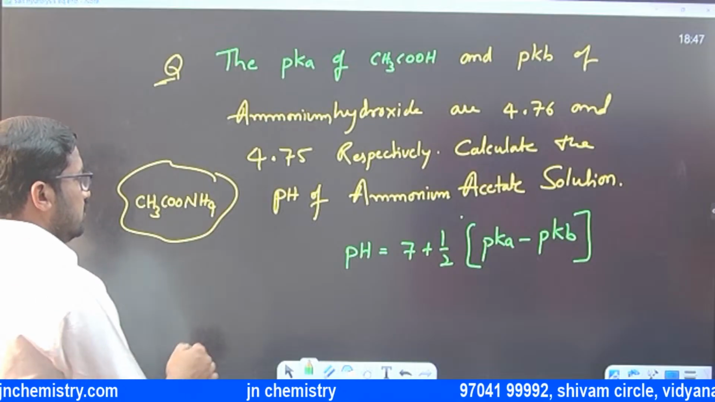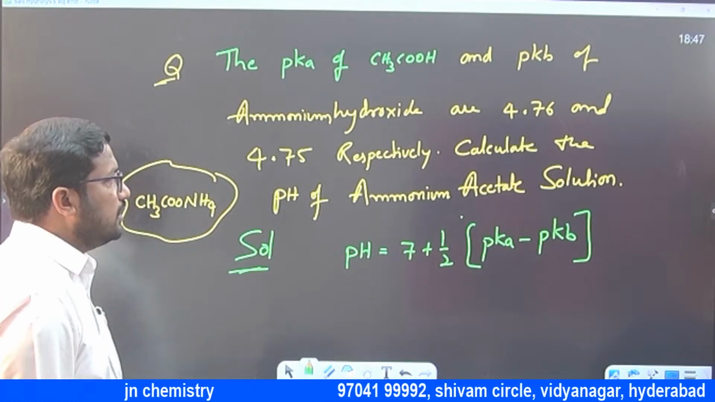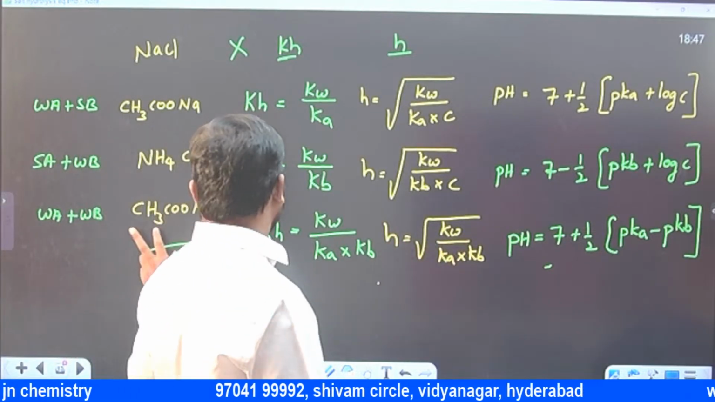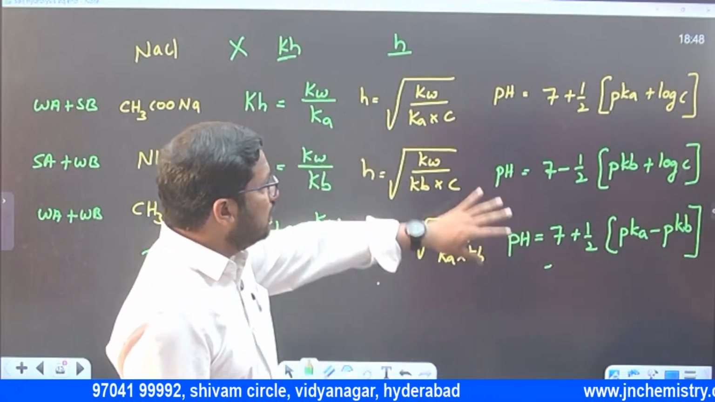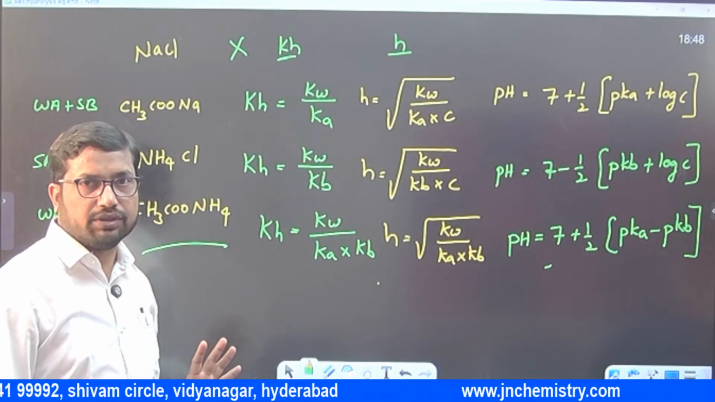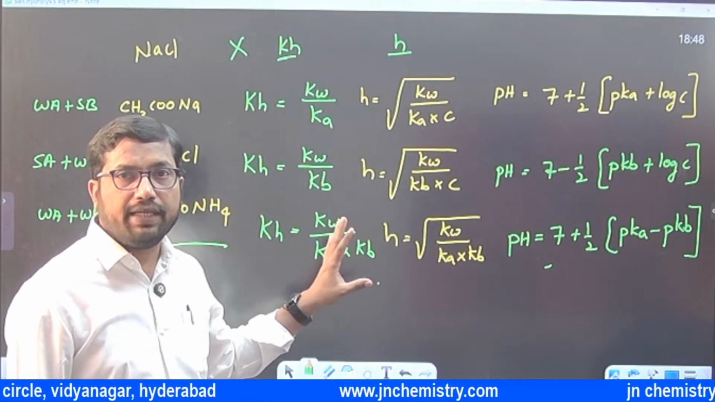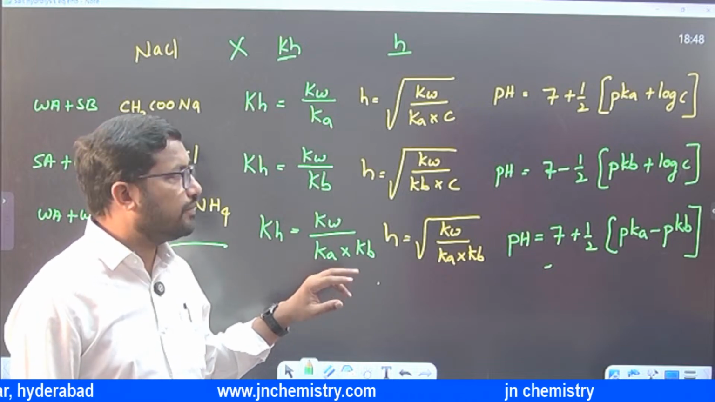So pH is equal to 7. So this is very important now. So this is the salt: 7 plus 1 by 2 pKa minus pKb. If we know this table, we can solve any type of question from the salt hydrolysis. Okay?